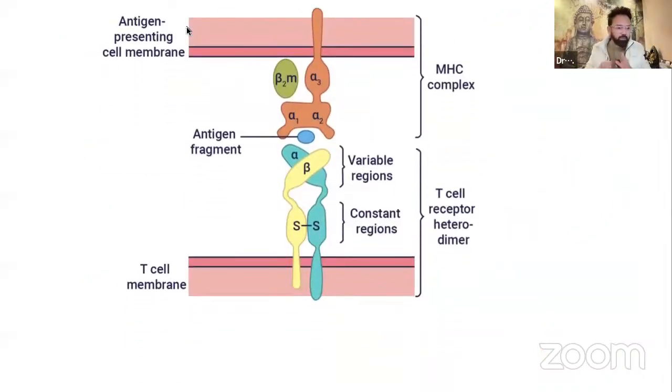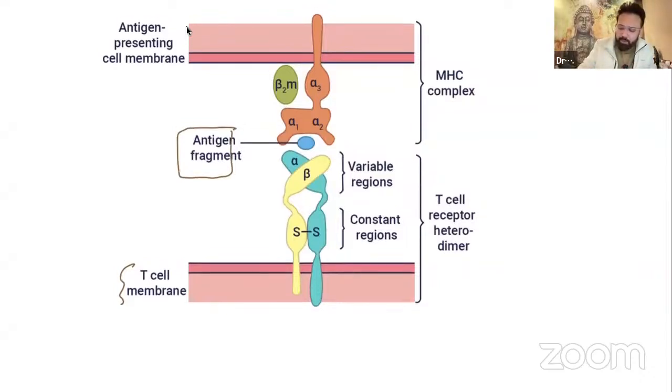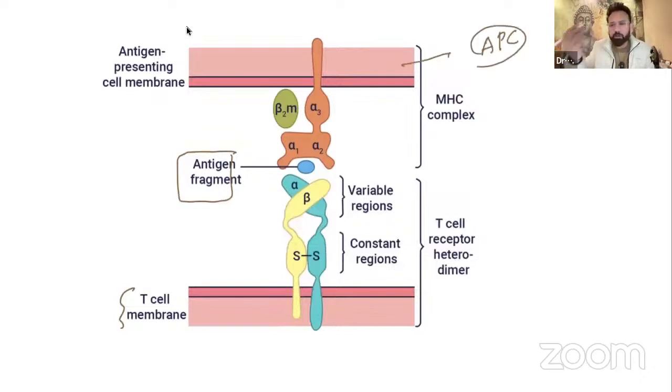Now this is your antigen presenting membrane and this is your T cell. Once in INICET they ask, okay, the antigen fragment is between which subunit? So please remember, antigen presentation is done mainly by antigen presenting cells. It can be dendritic cell, it can be macrophage, whatever. But remember, they are alpha 1, alpha 2, alpha 3, and beta 2 M unit. And the antigen is lying between alpha 1 and alpha 2. Is this clear? And T cell receptor has a constant region.